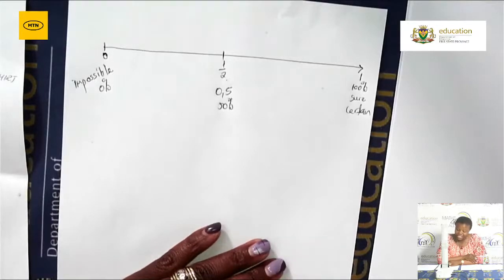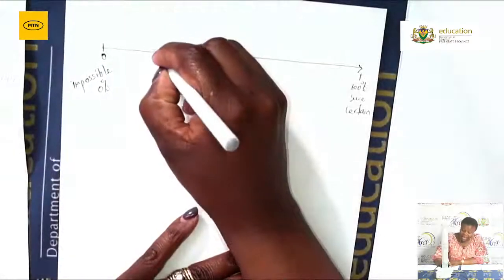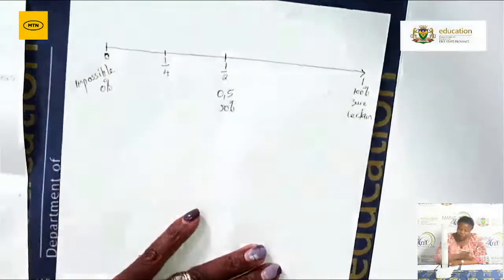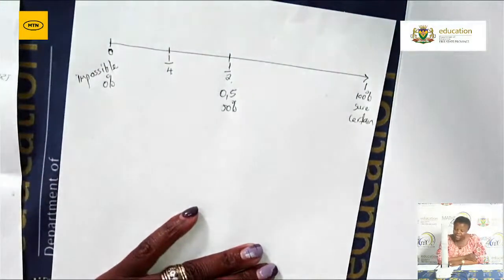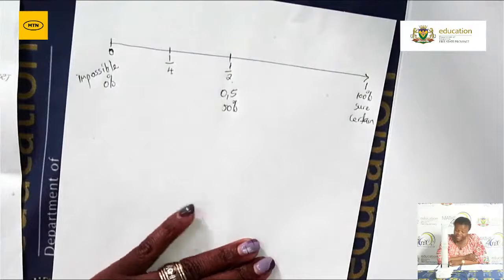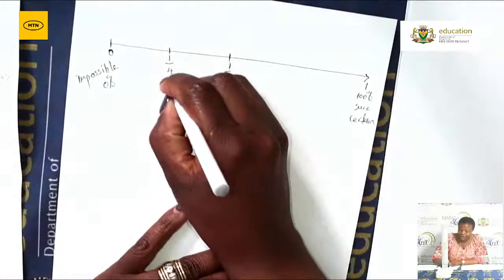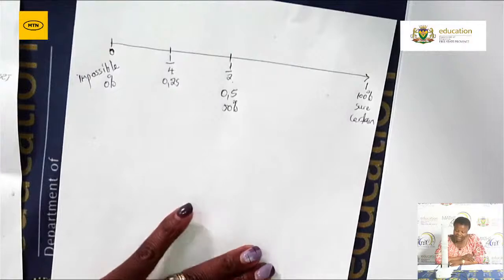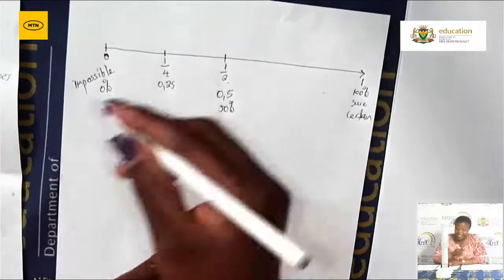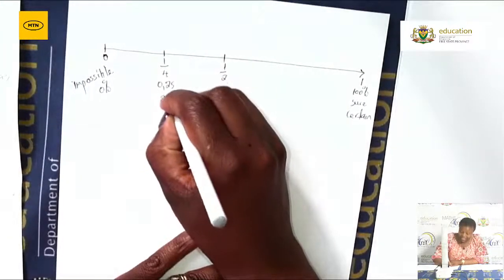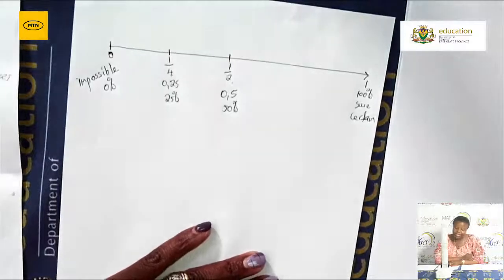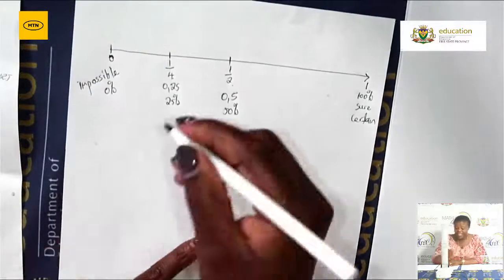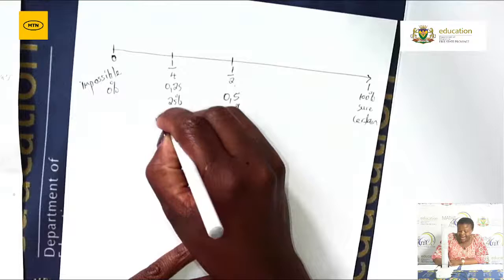And then between 0 and half, we have 1/4, because the fraction between 0 and half is a quarter. When we write this quarter as a decimal, it becomes 0.25. When we write it as a percentage, we multiply 0.25 by 100, and we get 25%. So between 0 and half, we say the chances are unlikely.